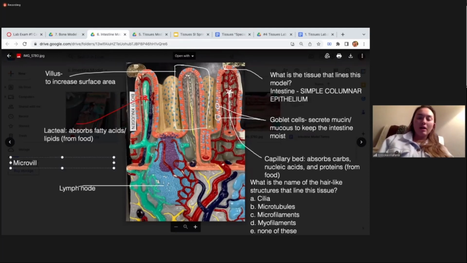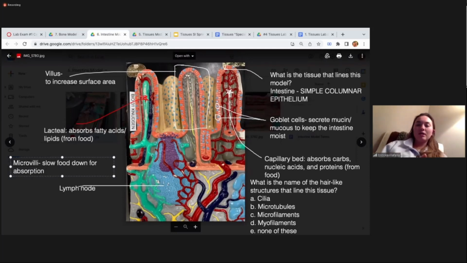So microvilli, what do these do? Slow food down for absorption. Right? And so what is the name of the hair-like structures that line this tissue? Microvilli. Okay? All right, so I will see you guys on Thursday.